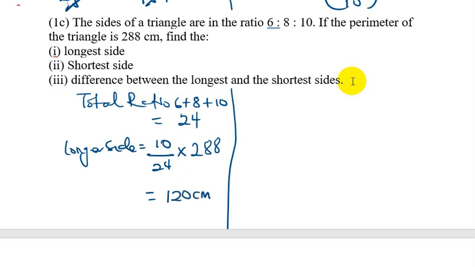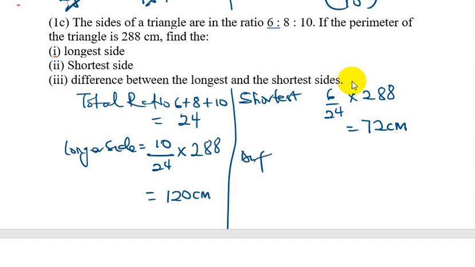So the longer side is 120 centimeters, and we are told to find the smaller side. We are going to do the same thing. That's the shortest, so we take the small number, that is 6, divided by 24 times 288. That is also going to give us 72 centimeters. Now we are told to find the difference between the longest and the shortest.